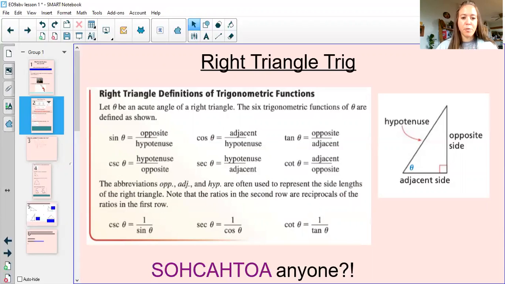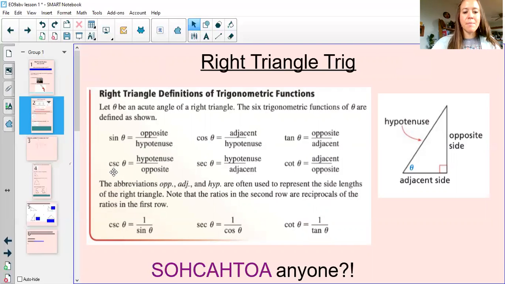Some of you have learned this before, and some of you this is new, but we have 6 right triangle trig functions. If we have the right triangle you see on your screen, we know that the long side is the hypotenuse. If we're looking at an acute angle, meaning it's less than 90 degrees, the opposite side is opposite that angle, and the adjacent side is right next to it. So our trig functions: sine is opposite over hypotenuse, cosine is adjacent over hypotenuse, tangent is opposite over adjacent. Then we have these other 3 that are just inverses of sine, cosine, and tangent.